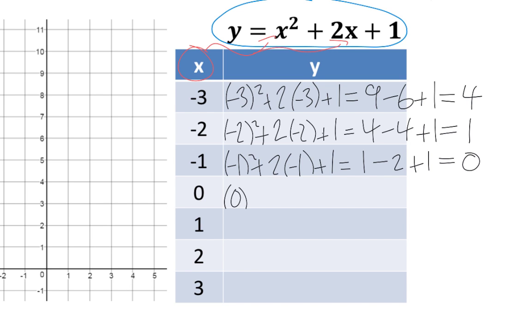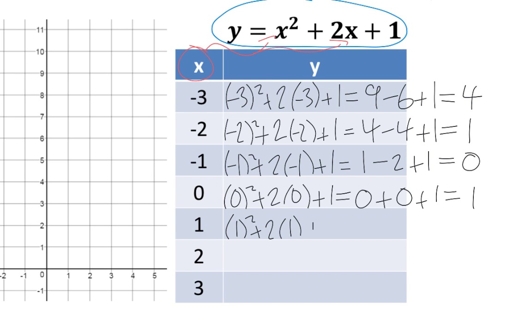Let's do this for 0. I'm going to put that in brackets, I'm going to square it. 2 times 0 plus 1. 0 squared is just 0, and 2 times 0 is 0. That plus 1 stays the same, and I'm left with an answer of 1. Again, let's do this for +1. So +1 squared plus 2 multiplied by 1 plus 1. 1 squared is 1. Positive 2 times 1 is 2, and I have a plus 1. So 1 plus 2 plus 1 is 4.